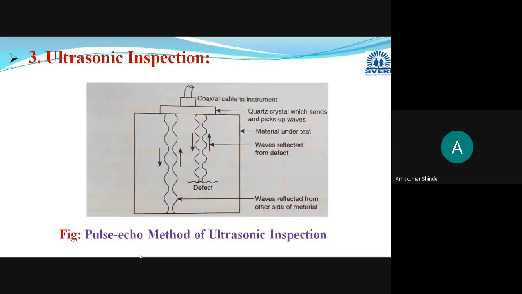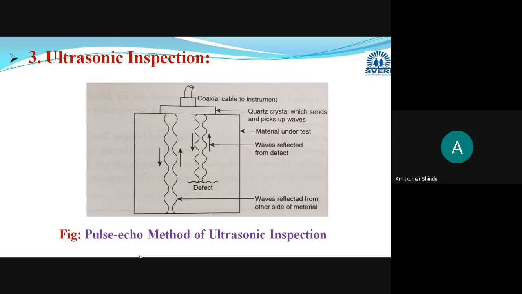Depending on the nature of the transmission, how these two types are made in ultrasonic inspection: pulse echo method and transmission method, depending on the transmission of the ultrasonic waves and the method of collection of that pattern. Depending on that only, two types are made. And this is the first type, the pulse echo method.